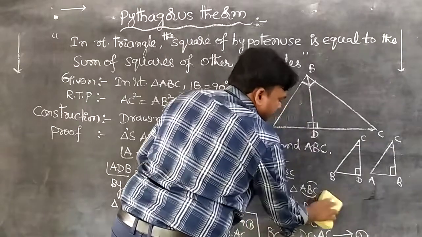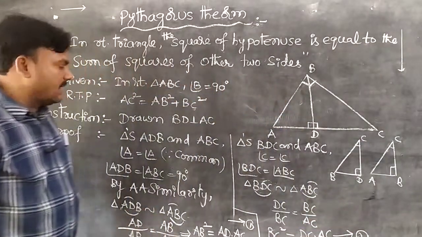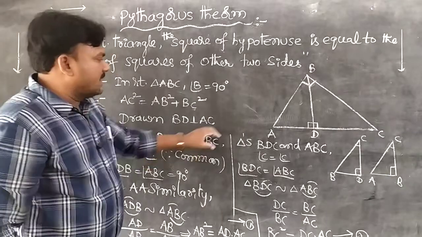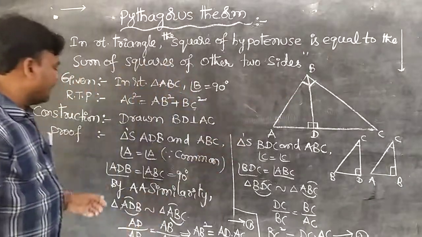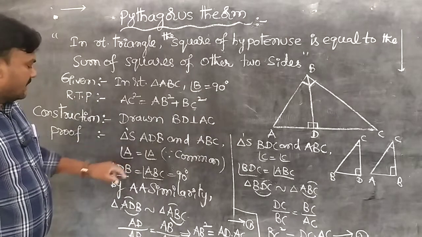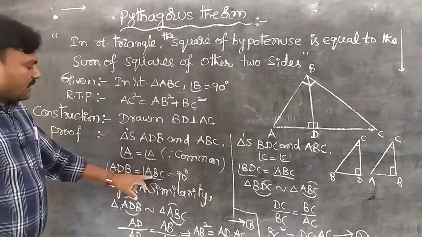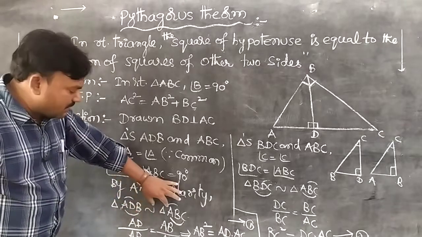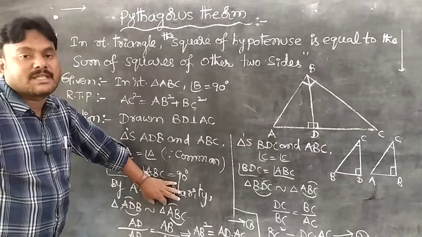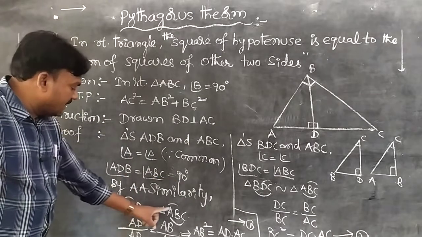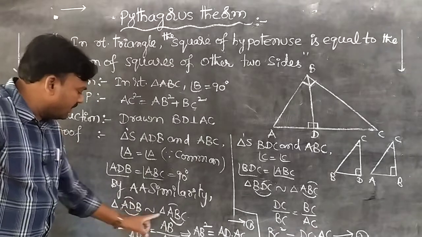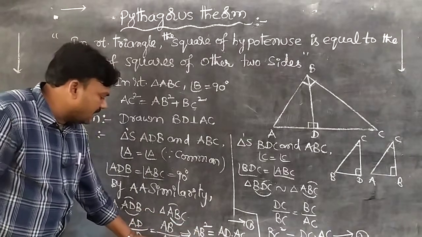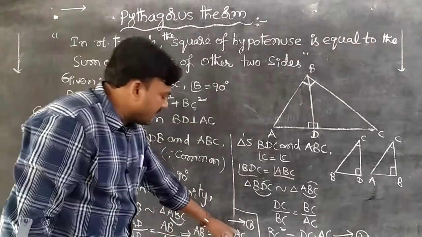Here erase, students. I thought now it is clear. Observe the proof once again. Triangles ADB and ABC, the whole triangle taken. Angle A equal to angle A, and also angle ADB equal to angle ABC. By AA similarity, both are similar to each other. If both are similar, we take the ratio of sides. Then AD by AB equal to AB by AC. Cross multiplication: AB into AB, AB square equal to AD into AC. This is equation number 1, students.